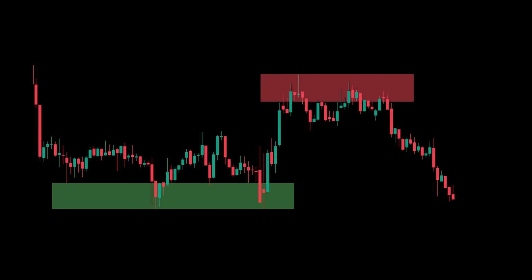Support is supposed to be a floor where buyers defend. Resistance, a ceiling where sellers step in. Simple enough, but if you've ever traded off these levels, you know how unreliable they can be.